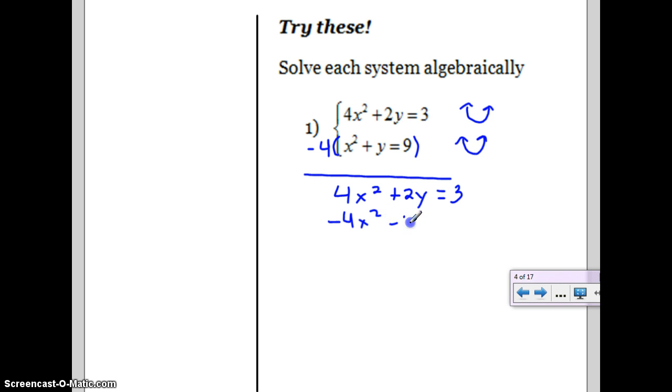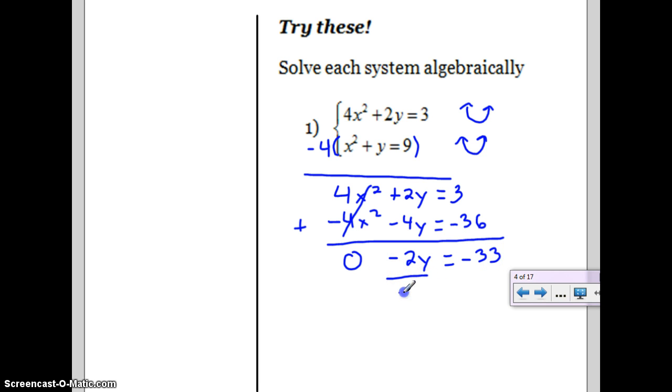And then -4y, and I've got -4 times 9, which is -36. Now I can add these together, and my 4x squared and -4x squared leave me with 0x squared. So there's 0. 2y minus 4y is -2y, and then the 3 minus 36 gives me -33. I can divide by -2, and I wind up with a y value of 16.5.